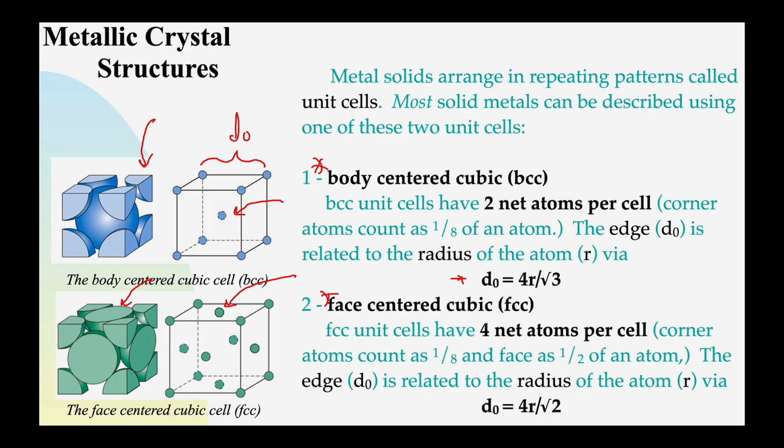And there's 2 things you need to know. For BCC, you need to know that there's 2 atoms per cell and edge equals 4R divided by square root of 3. For the face-centered unit cell, the 2 things you have to know: 4 atoms per cell, as well as edge equals 4R divided by square root of 2.